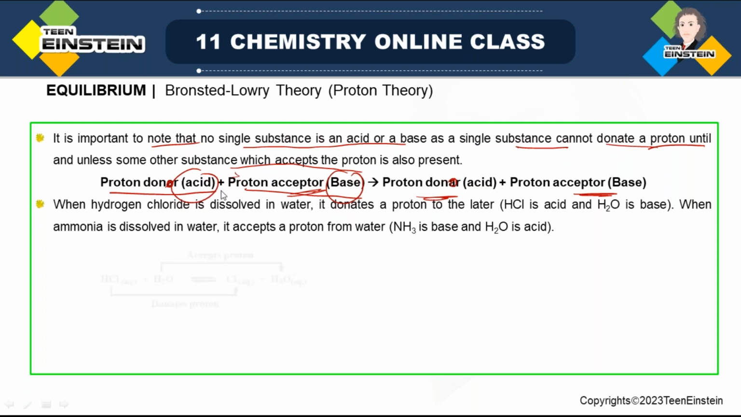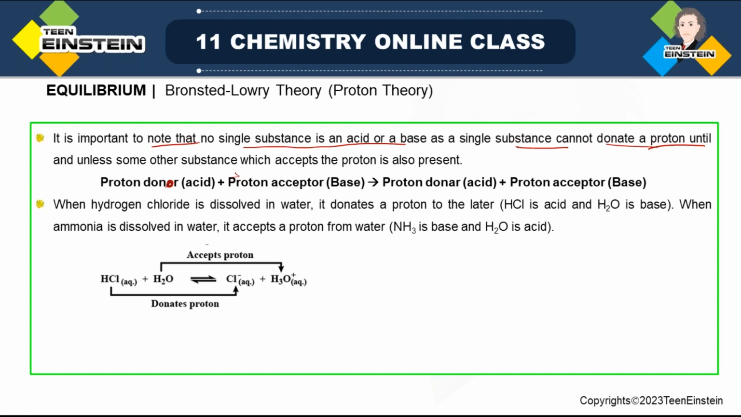So when hydrogen chloride is dissolved in water, it donates a proton to the latter. That means HCl is donating a proton to a water molecule. See, so HCl is acid, H2O is base, according to the definition. Now, after accepting the proton, H2O is now H3O+.